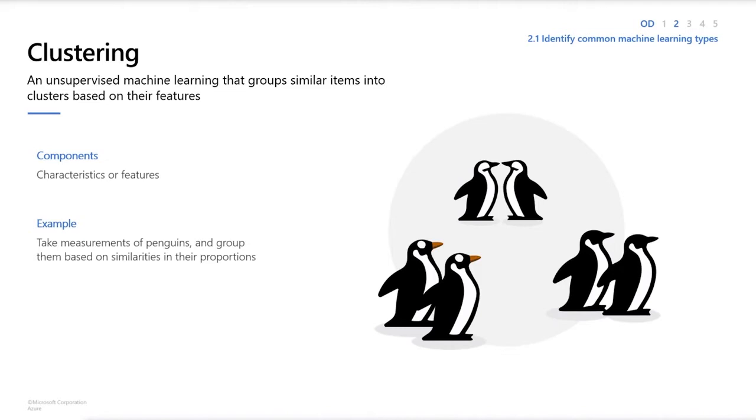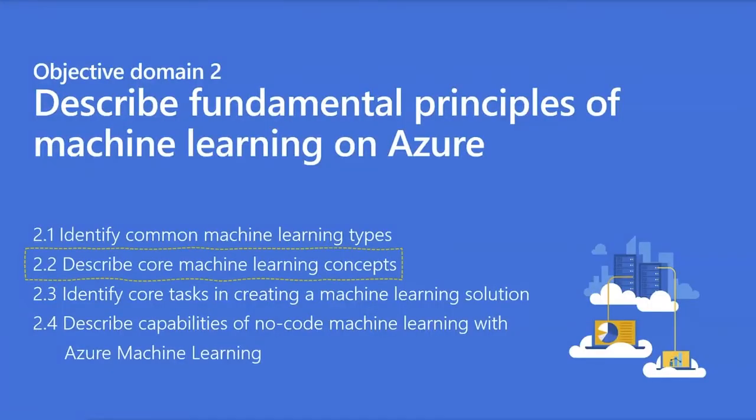And what we have here, because it's unsupervised, is we don't have a known cluster value or label from which to train the model. So an example of this is where a researcher is taking measurements of penguins and grouping them based on similarities to their proportions, then using that data to train a machine learning model. So those are going to be the 3 different types of machine learning that you will need to know for your exam. And again, you can expect a lot of questions on that.